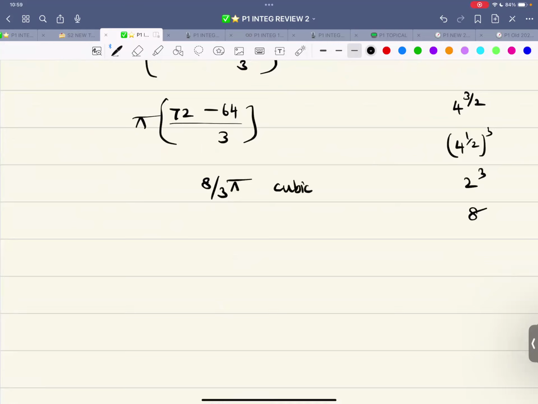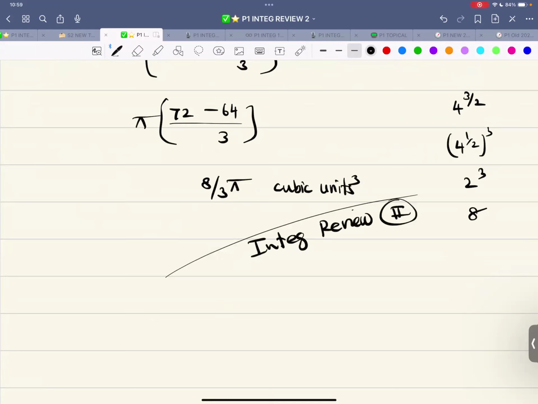That is cubic units. So I think that's enough of practice for integration review second part, and we thoroughly solved questions regarding volume of revolution.